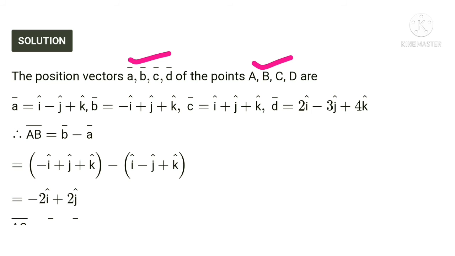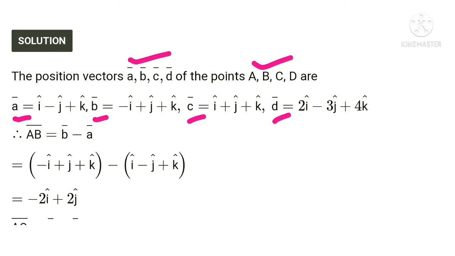So we are given points A, B, C, D. We write them in terms of vectors. A bar is i cap minus j cap plus k cap. B bar is minus i cap plus j cap plus k cap. C bar is i cap plus j cap plus k cap. And D bar is 2i cap minus 3j cap plus 4k cap. We have to find whether these points are coplanar.